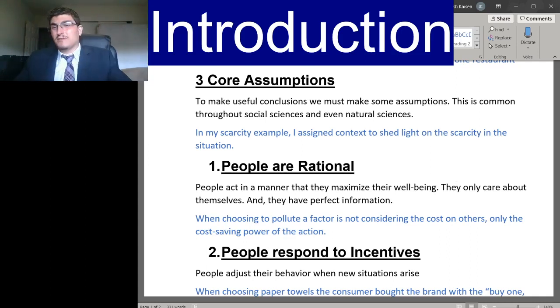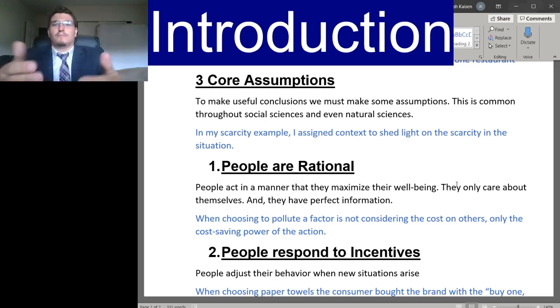On top of that, we also assume that people have perfect information. They know every price in every market. They know all the worth and the value to them of each good. And we're going to get into where this falls short and how to pull this back and really apply it to reality, because this assumption is very strict.